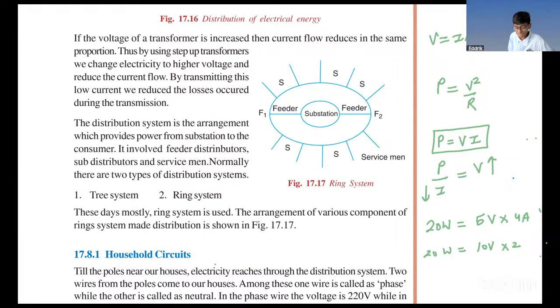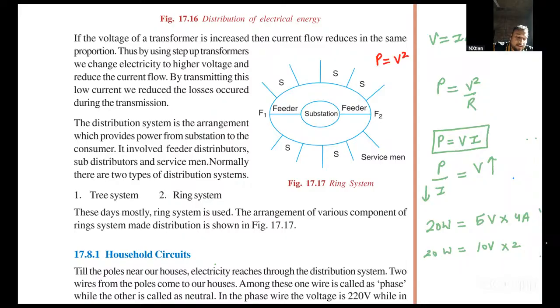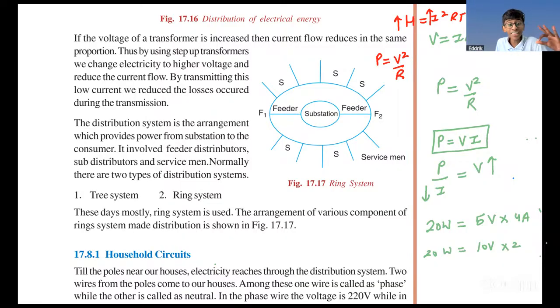But in the test, you said that if H is equal to I square RT and voltage is doubled, then can we use H is equal to V into I into T? Now in that case, P is equal to V square by R. That question, I know. H is equal to I square RT. So if I increase the current, the heat will increase. That is correct. But when voltage is doubled, what happens?